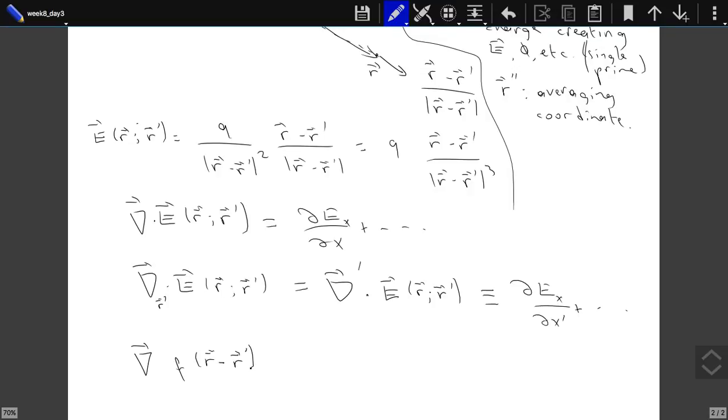Since there are no coordinates, there are no signs. It's the gradient or divergence with respect to r. This is equal to minus the gradient with respect to r prime. So you can even change them. Of course, under special circumstances, like the function depends only on the difference of the coordinates. But most of the time that should be the case, because physics should be translationally invariant.